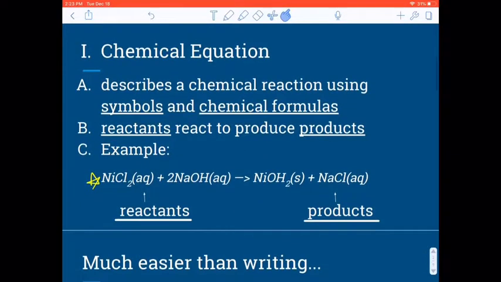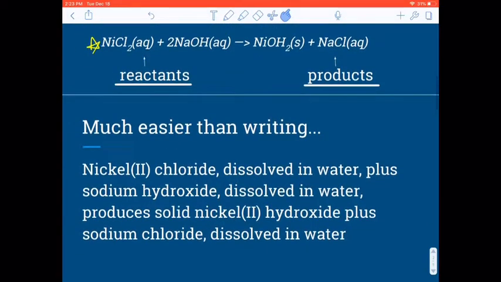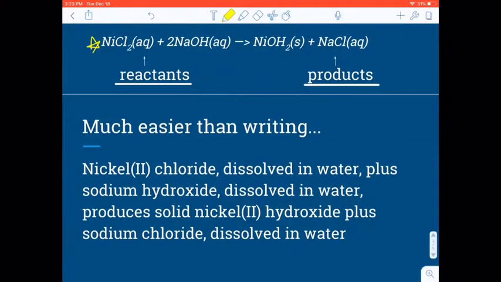So that might kind of look like a lot to write, but believe me, it's way easier than writing out nickel 2 chloride dissolved in water plus sodium hydroxide dissolved in water produces solid nickel 2 hydroxide plus sodium chloride dissolved in water. It would take us a lot of time to essentially write this paragraph every time we studied a chemical reaction. So this chemical equation up here at the top, that's going to be what we're learning about today and how to write those.